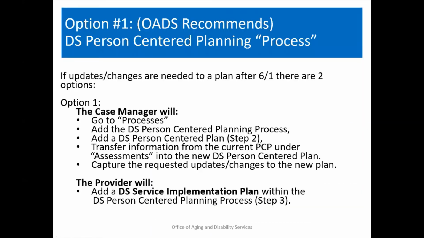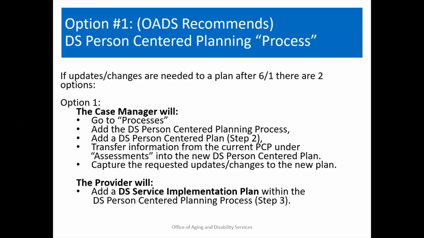Finally, today, we will review what to do if updates or changes are needed to a PCP after June 1st. There are two options. OADS recommends option 1 for routine requests for updates to the PCP. Option 1 involves using the updated PCP process in EIS. In option 1, the case manager will go to processes in the left-hand navigation bar, add the DS person-centered planning process. Next, they will add a DS person-centered plan in step 2 of the process.